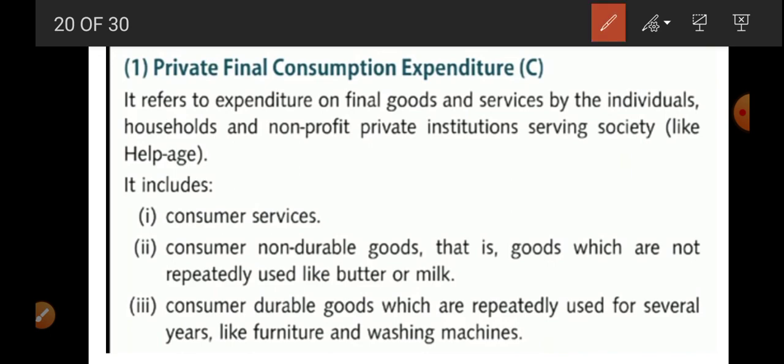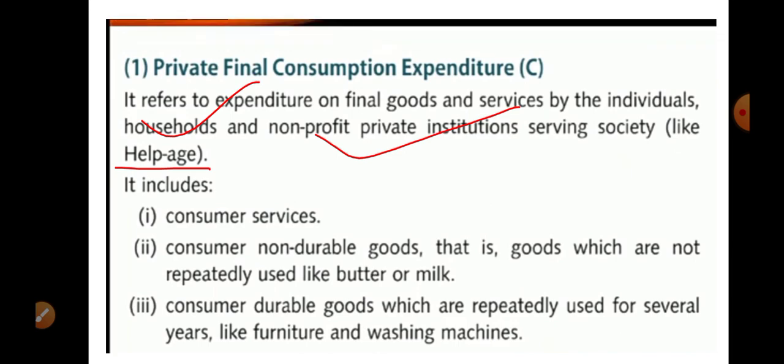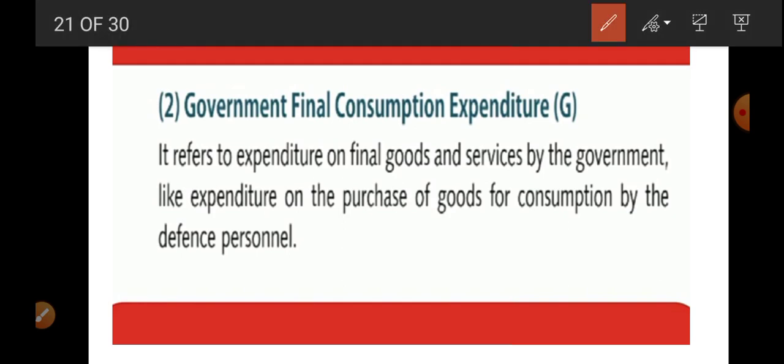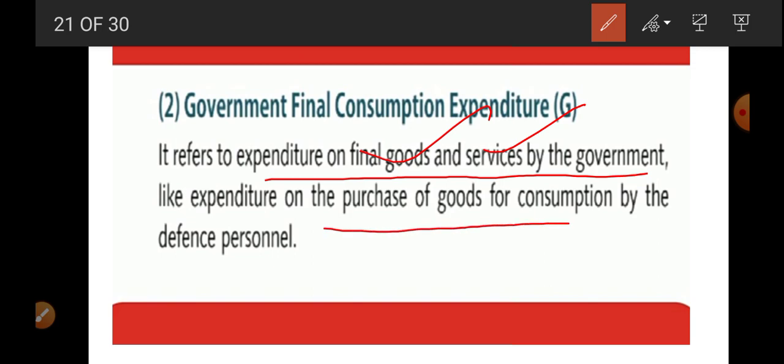So private final consumption expenditure includes two things: household sector and non-profit institutions. It includes old age homes, orphan houses, religious places. Okay, so whatever expenditure is done by these two, it is considered as private final consumption expenditure. Now government final consumption expenditure refers to expenditure done by the government on purchase of final goods and services, like expenditure on purchase of goods for consumption by the defense personnel.